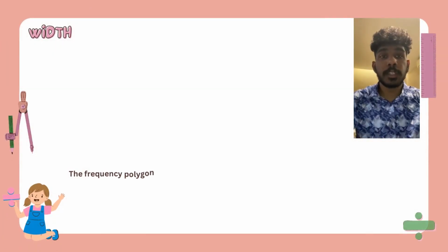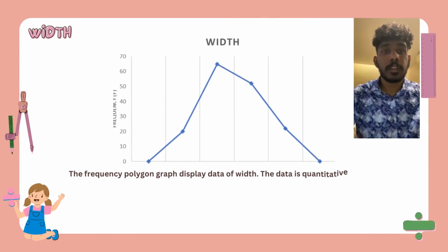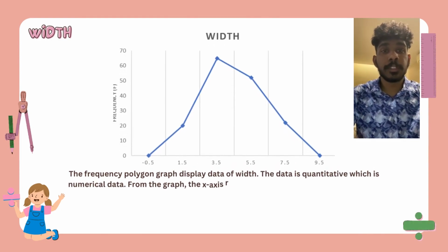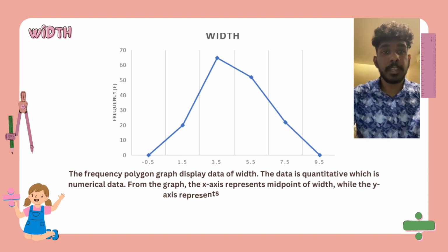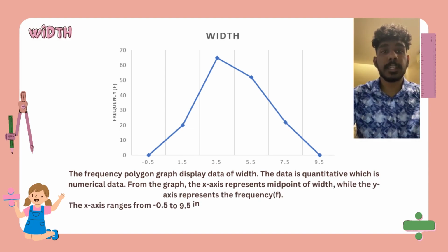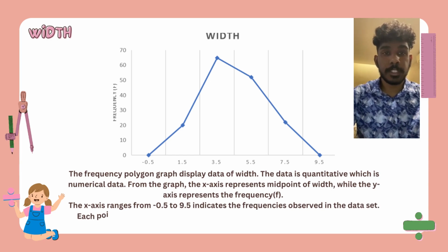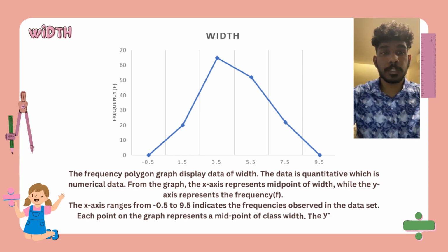The frequency polygon graph displays data of width. The x-axis ranges from 0.5 to 9.5 and indicates the frequencies observed in the data set. Each point of the graph represents a midpoint of class width. The y-axis ranges from 0 to 70.